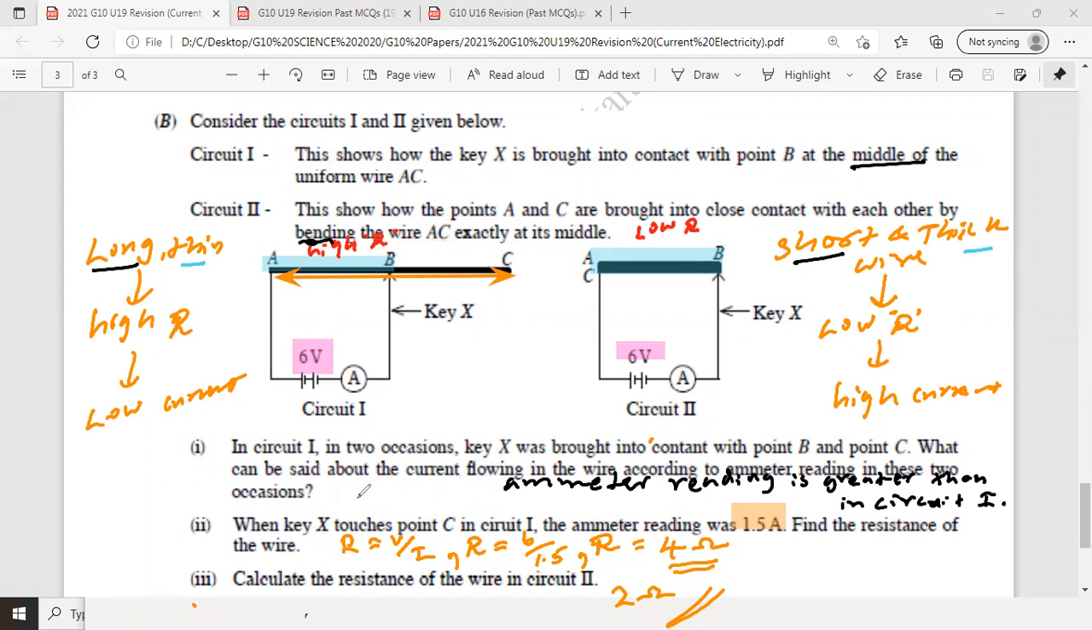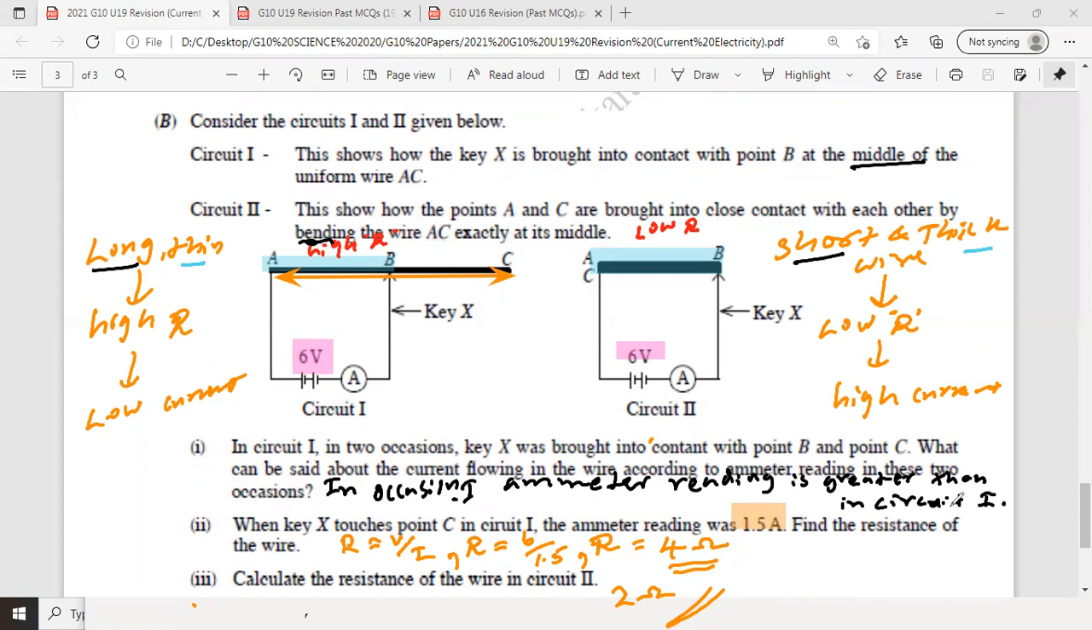Yeah, you can make it not okay. Instead of circuit 1, you can write occasion 1. Even if you write compare the circuit also, this will happen. But since they ask only in one instance, you can write in occasion 1, or when it is in contact with B. Very good. So in occasion 1 only, you have to change this into occasion 1, not circuit 1.